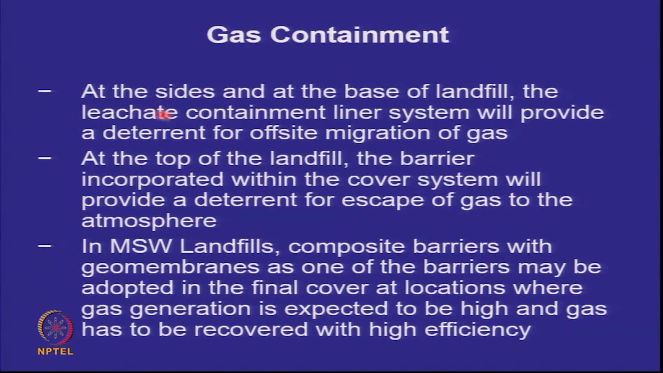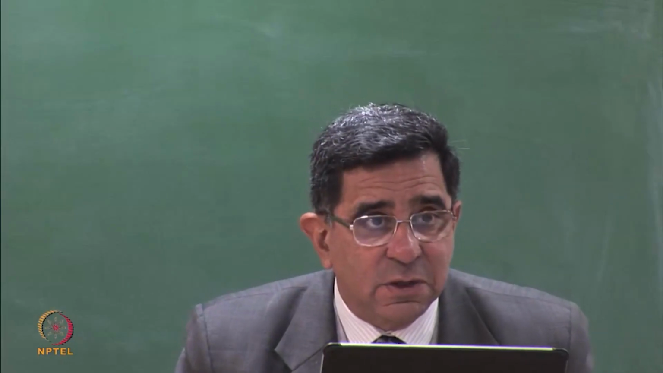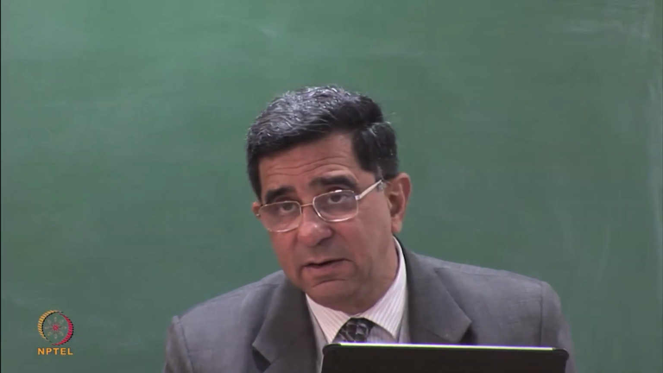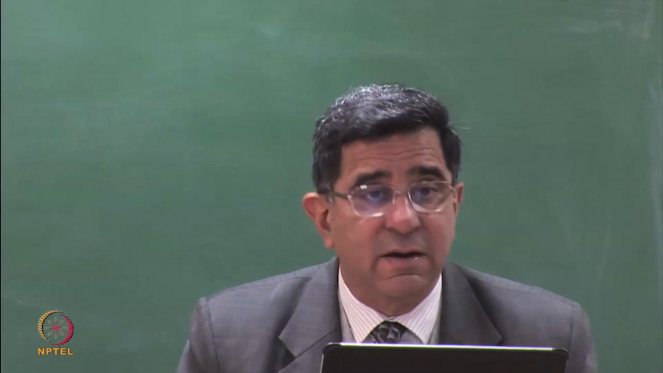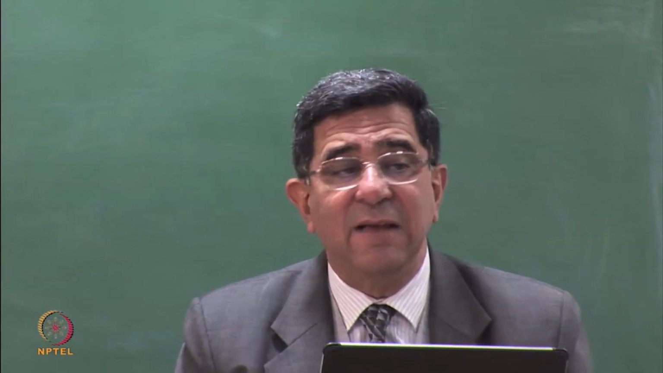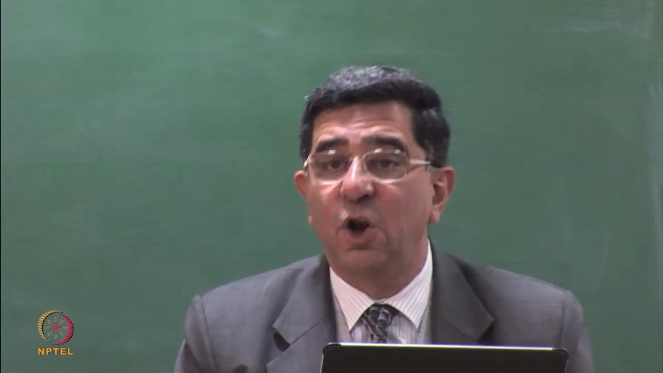So when we talk of containment, the liner at the bottom acts like a containment and the barrier at the top acts as a containment. If you want to extract the gas for the purpose of generating electricity, you will need a geomembrane at the top. Otherwise, your gas collection efficiency will be very low.